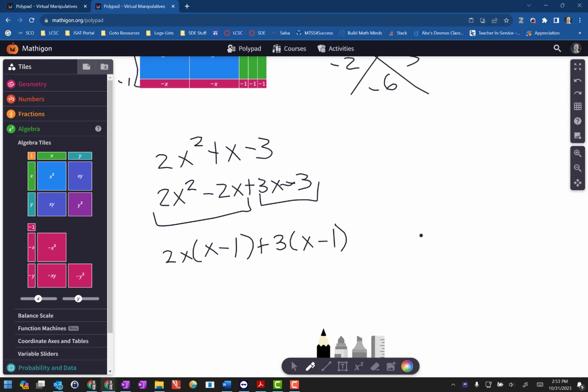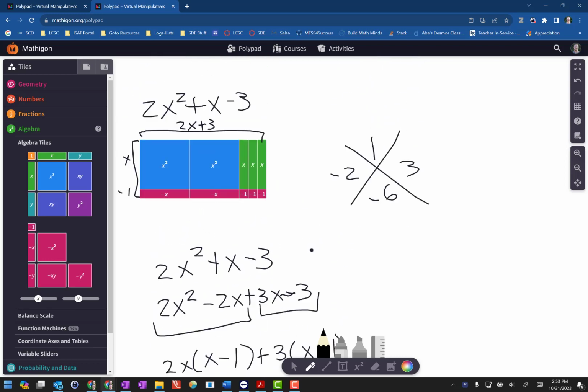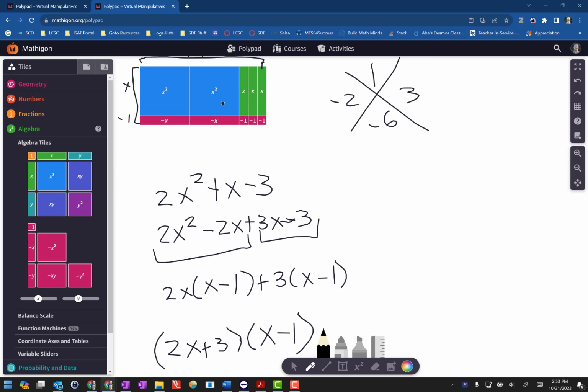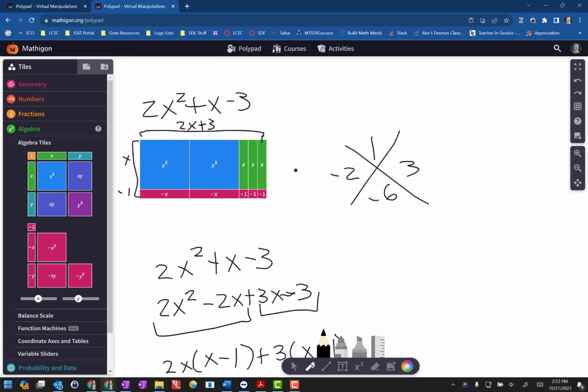And as you notice, I can actually pull an x minus 1 out of here, which leaves me with 2x plus 3, and then the x minus 1 that I factored out as well. And that's the same conclusion that we drew up here, our 2x plus 3 and our x minus 1. So I think that this model shows us how the physical tiles relate to what's happening with the grouping and with our zero pairs.